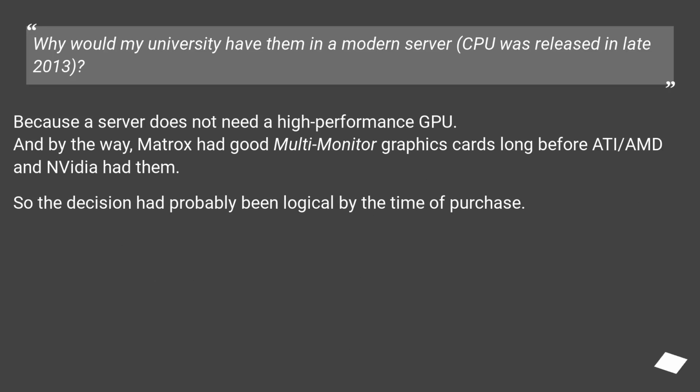Why would my university have them in a modern server? CPU was released in late 2013? Because a server does not need a high-performance GPU. And by the way, Matrox had good multi-monitor graphics cards long before AMD and NVIDIA had them. So the decision had probably been logical by the time of purchase.